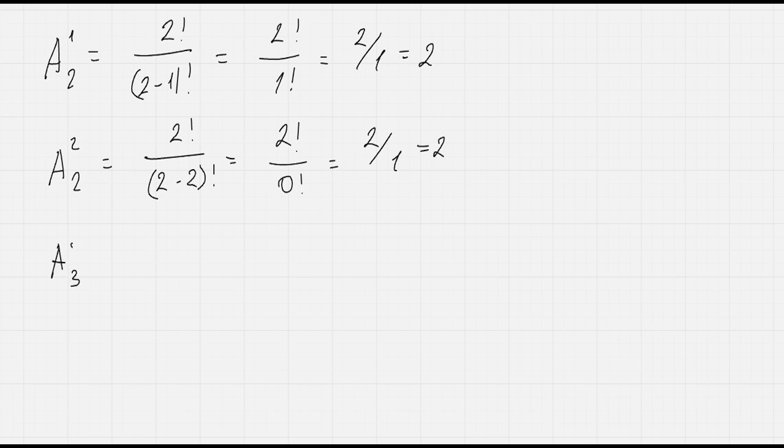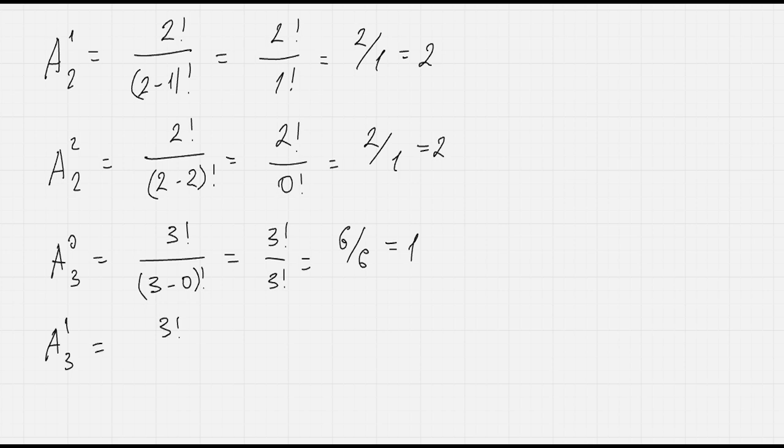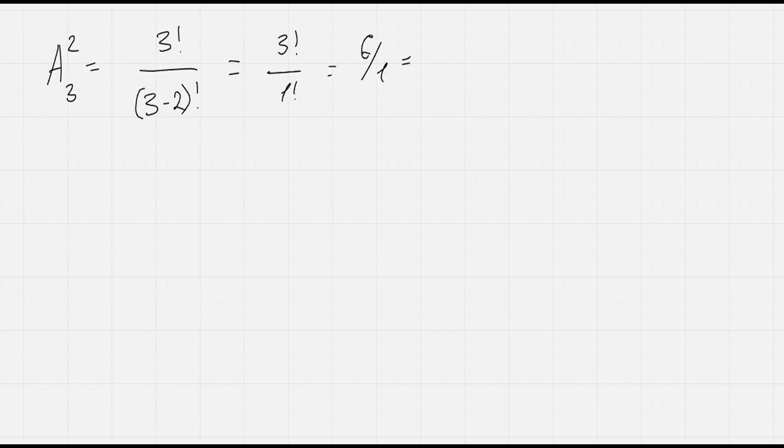A of 3 and 0, that is 3 factorial divided by 3 minus 0 factorial, that is 3 factorial divided by 3 factorial, that is 6 divided by 6, that is 1. A of 3 and 1, that is 3 factorial divided by 3 minus 1 factorial, that is 3 factorial divided by 2 factorial, that is 6 divided by 2, that is 3. A of 3 and 2, that is 3 factorial divided by 3 minus 2 factorial, that is 3 factorial divided by 1 factorial, that is 6 divided by 1, that is 6.